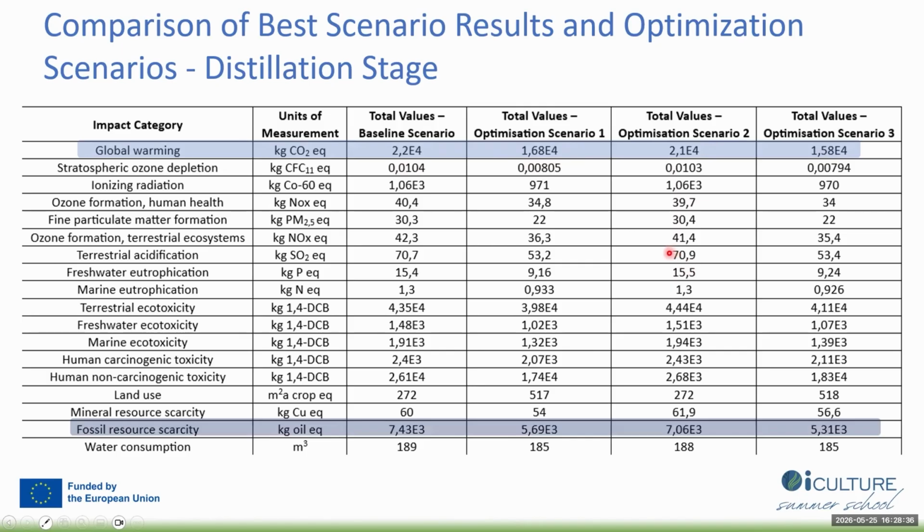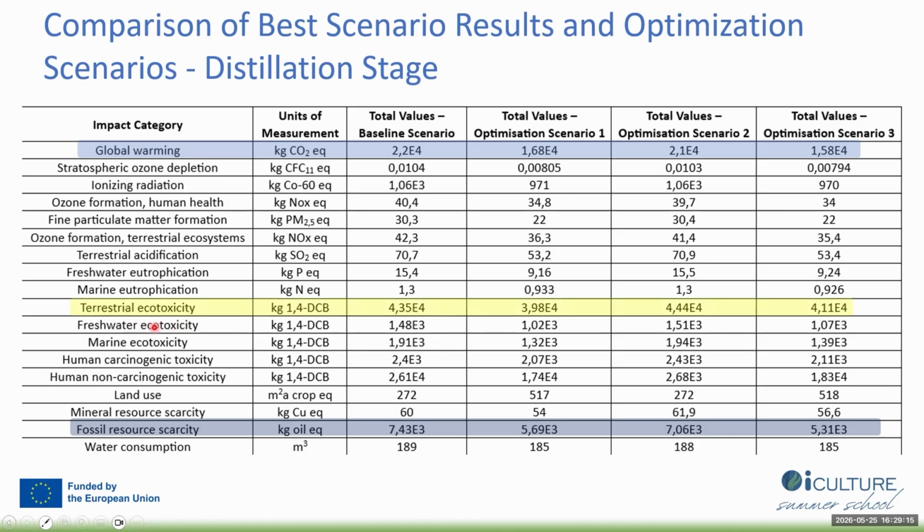Similarly, looking at the fossil resource scarcity category, we see a matching trend, meaning that optimization 3 leads with a 29% reduction in resource depletion, followed by optimization 1 at roughly 24%, while optimization 2 shows roughly a 5% improvement. Therefore, we can conclude that for both global warming and fossil resource scarcity, the hybrid approach of optimization 3 is clearly the ideal solution.